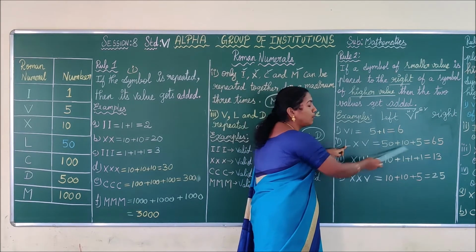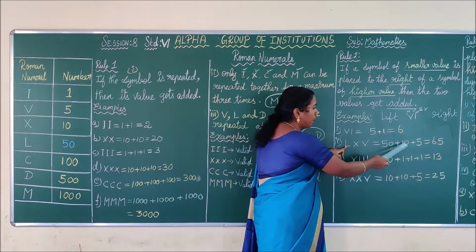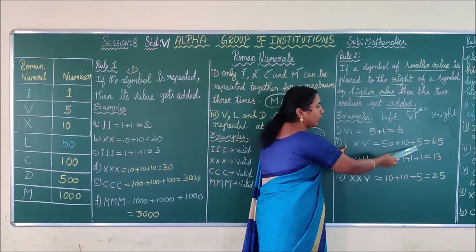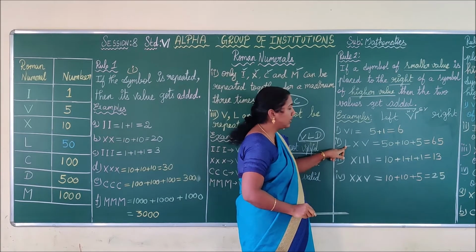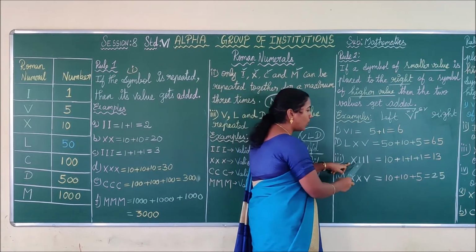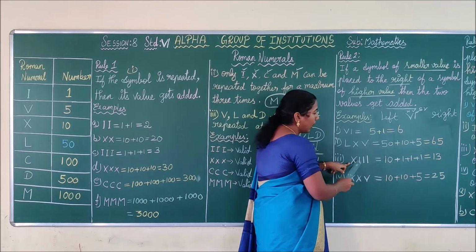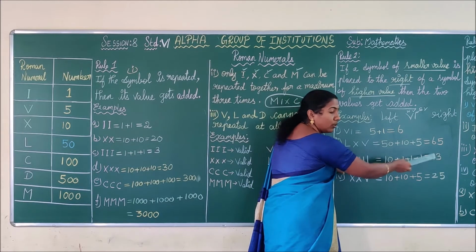So the values should be added. Thus we are writing the value of L is 50 plus the value of X is 10 plus the value of V is 5. You get 65. Do you understand, children, what I am saying? See the next example, XIII. What is the value of X? 10. And the value of I is 1 plus 1 plus 1, so the total is 13.